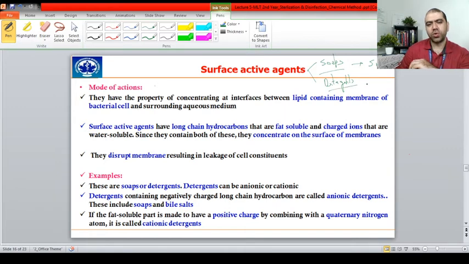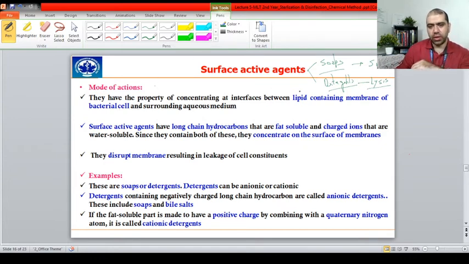Because what detergents do is lead to the lysis of the viruses, because viruses have a surface membrane made of phospholipids. When you use detergents against them, they immediately disrupt and break the phospholipid membrane of many viruses or gram-negative bacteria. So what is their mode of action?